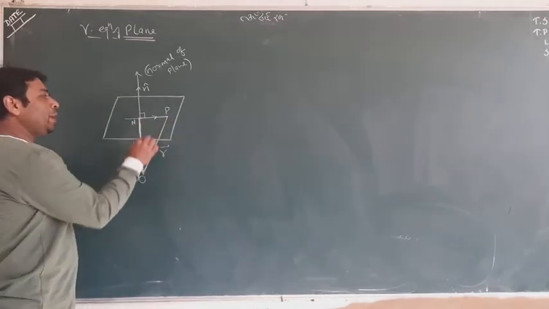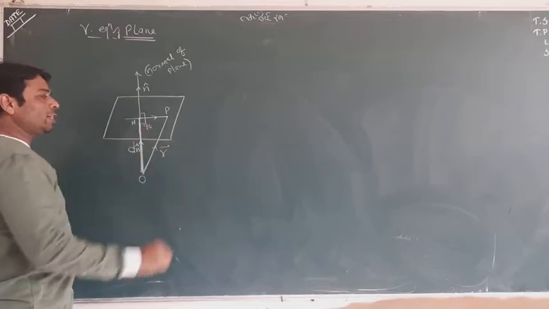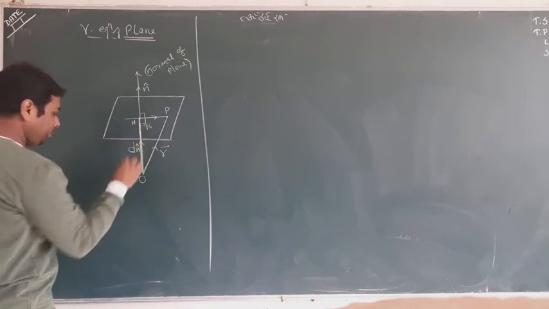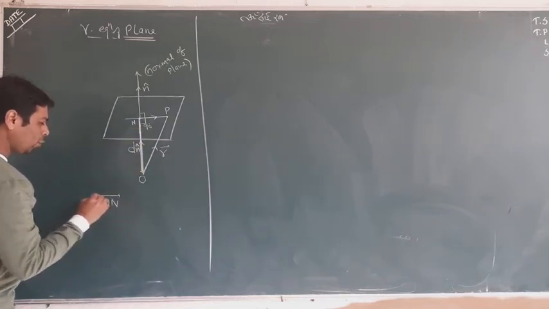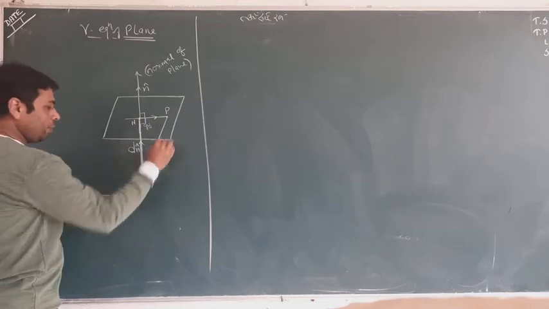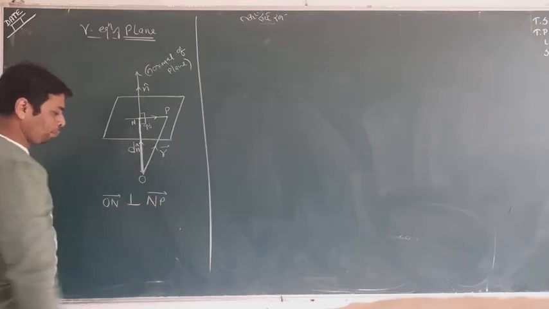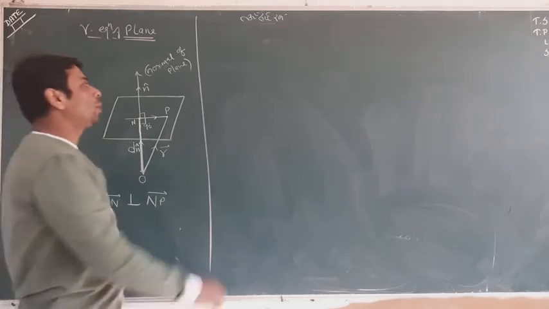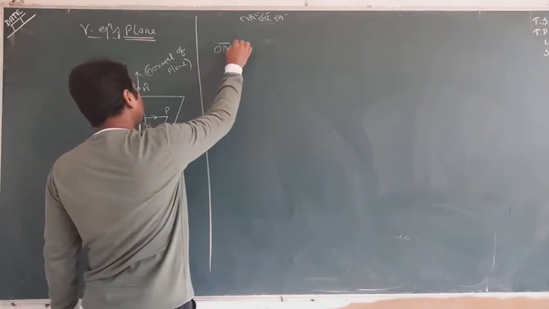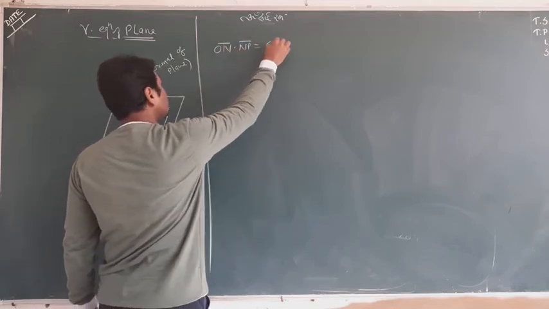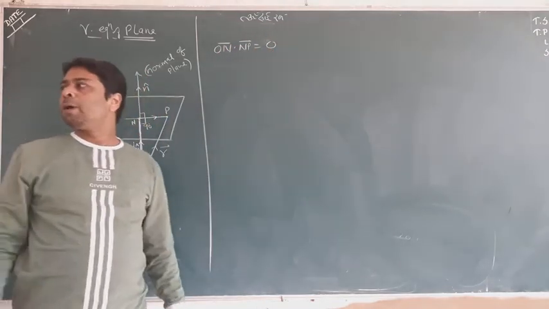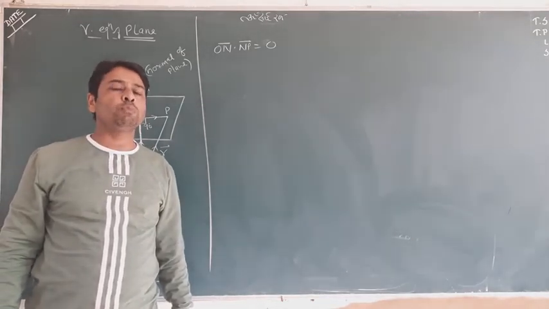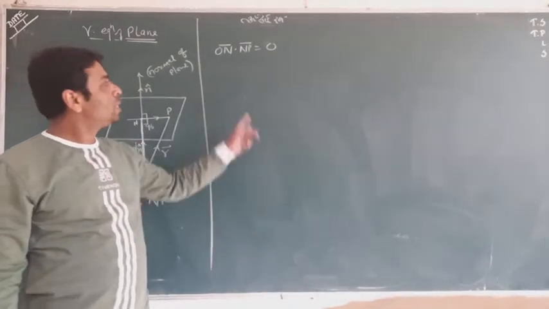Would you think that NP and this angle is none other than 90 degrees? So I will try something here. Can you see in the picture, vector ON and NP both are perpendicular. Look at ON and NP perpendicular. So when two vectors are perpendicular, what happens? Their dot product always gets 0. You should remember when two vectors are perpendicular, their dot product is always 0. A perpendicular to B means A dot B is equal to 0.